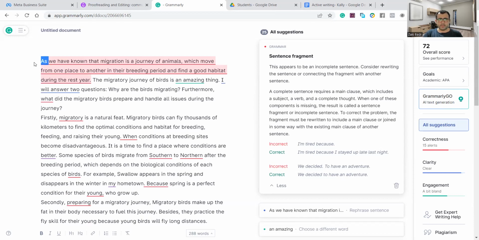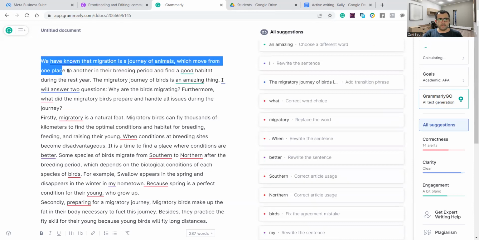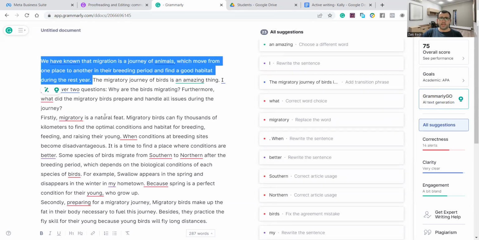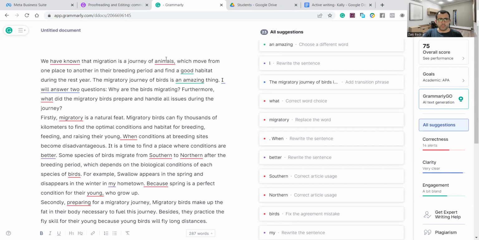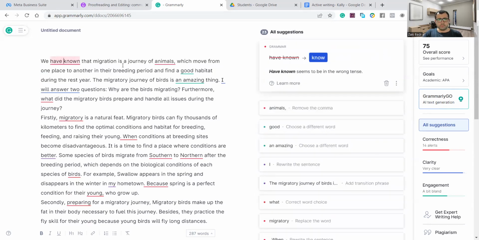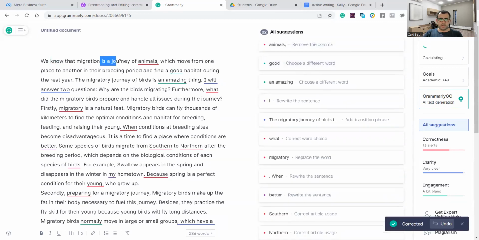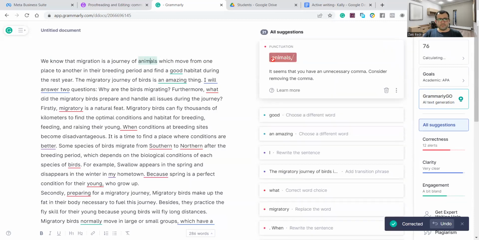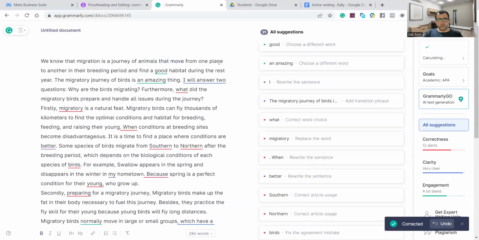Okay, so let's just remove "as". Okay, so now the sentence fragment problem has been resolved. We have known that migration is a journey of animals, which means the animals move from one place to another in their breeding periods, find a good habitat during the rest of the year. So "have known" is present perfect. This means that we recently know this, not a general information or truth or fact. We recently know this information. So it would be better if we just use the present simple. We know that migration is a journey of animals that move from one place to another.